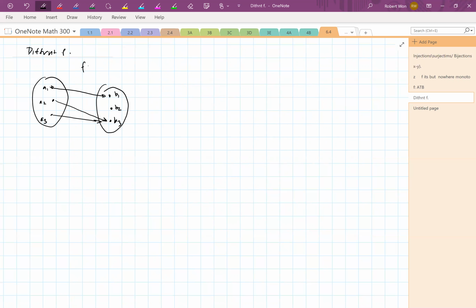So if this is our function F, this is A, this is B, let's think about G. So G goes from B to the power set of A. So what is G of B1? Well, that's still just the preimage of the set containing B1. It's all the elements that map over to B1. So it's just A1, the set containing A1.